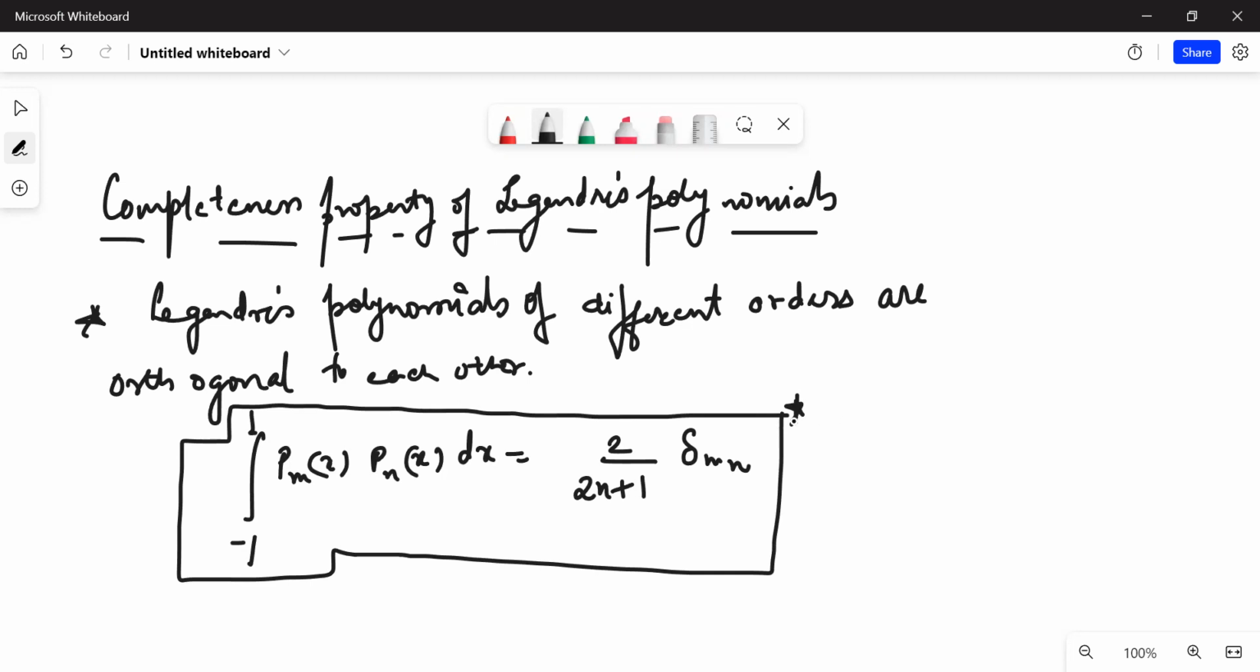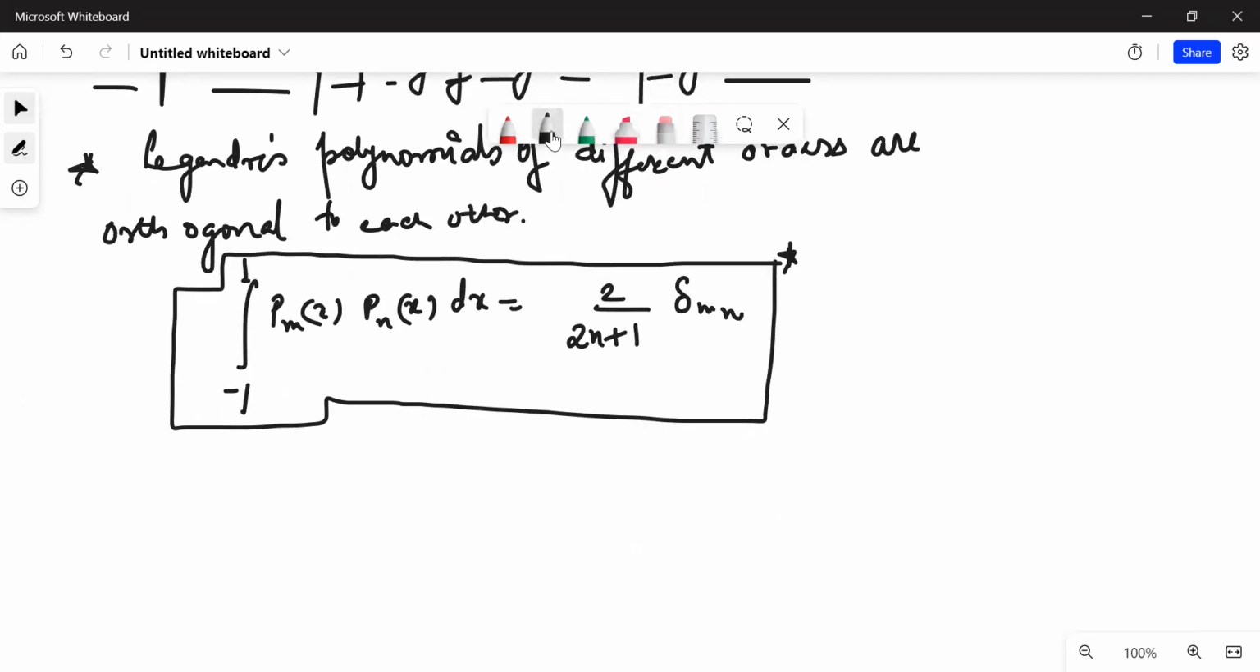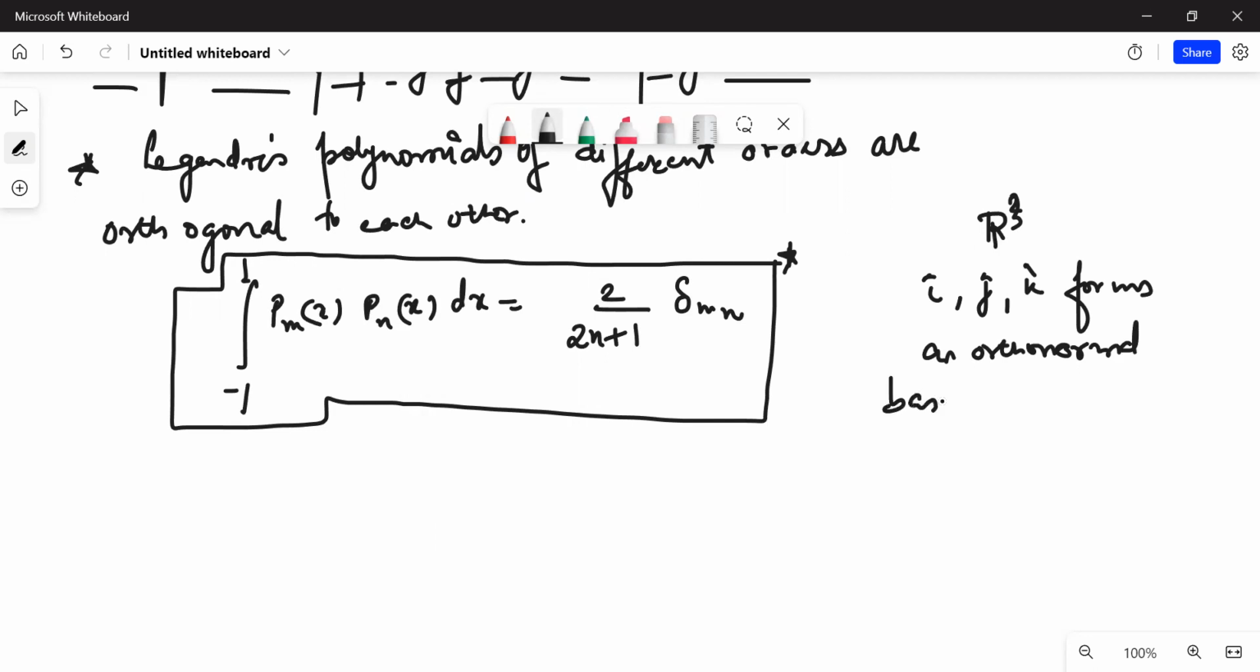And I'll do all these things with an example. Let's say, in R square, or in fact I'll take R cube for that matter, i cap, j cap, k cap form an orthonormal basis. What do I mean by basis? I'll not use the word span right now. Let's say any vector can be expressed as a linear combination of i cap, j cap, and k cap.